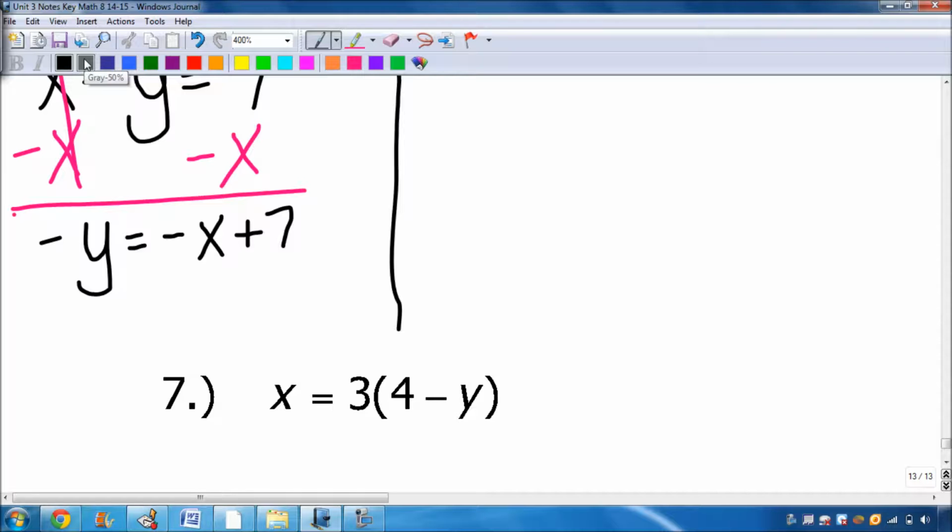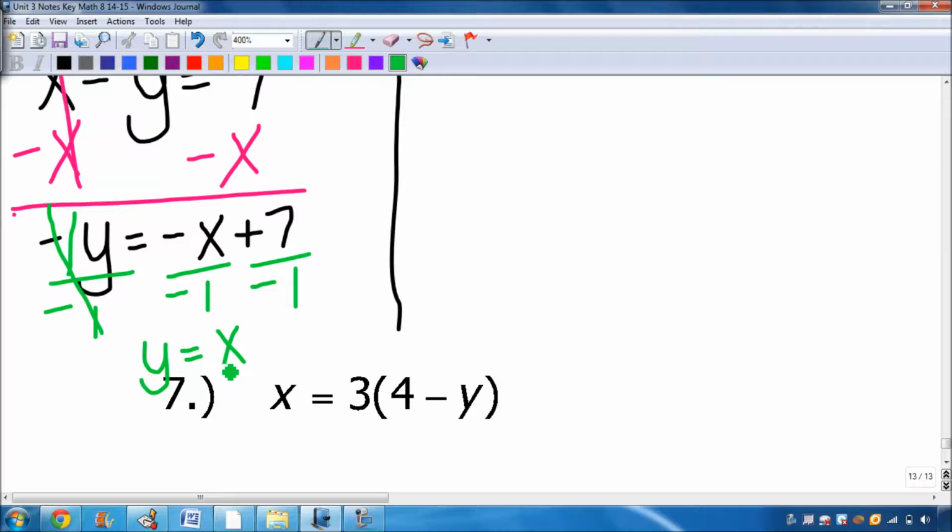Now, my goal is to get y by itself, and y is not by itself because there's a negative sign in front of it. Well, the coefficient is negative 1, so I'm going to divide everything by negative 1 to get rid of that negative coefficient. So this cancels out, and I end up getting y equals. Now, negative x divided by negative 1 is positive 1, so you get positive x, and then 7 divided by negative 1 is negative 7. Okay, that's one way to think about it.